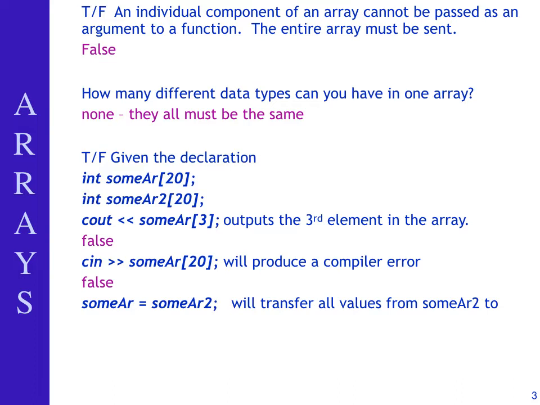So if we say sumAR is equal to sumAR2, so we're going to transfer the values from sumAR2 to sumAR. No, we won't. That's false. There is no aggregate operator, so we have to identify every single index.